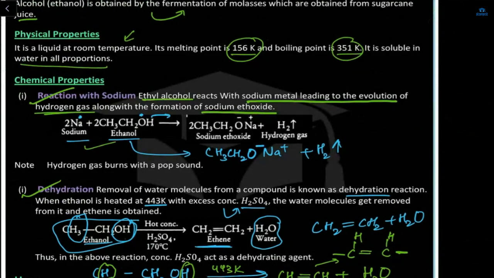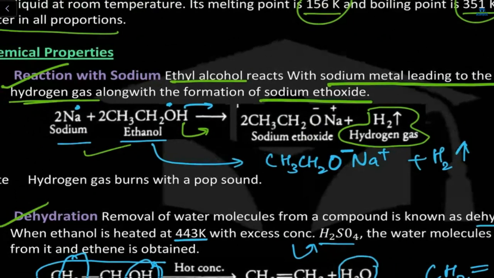Sodium is very simple. Just O को remove करना है. Why? Because you have to remember कि evolution of hydrogen gas will happen. So if hydrogen gas का evolution होगा तो ये तो remove हो जाएगा and only O and Na will be left. So O minus हो जाएगा and sodium will be plus because that's electrolytes, right? Electrolytes is what? Plus and minus.